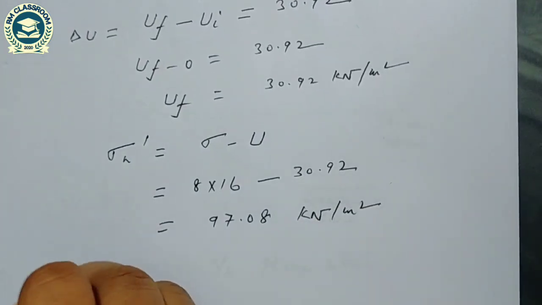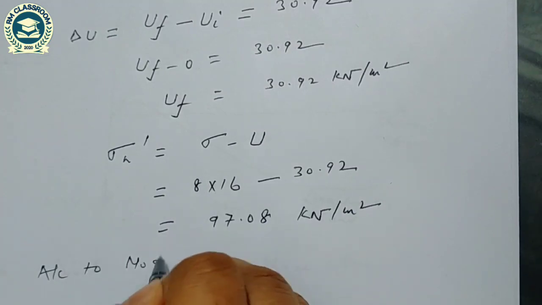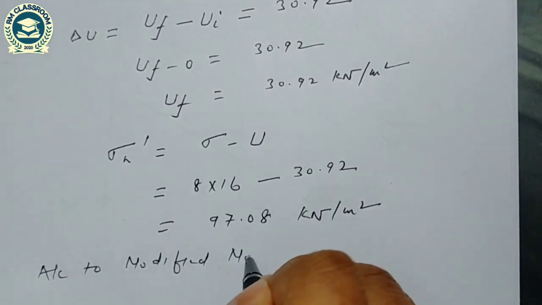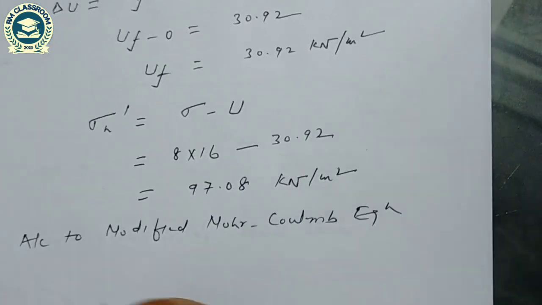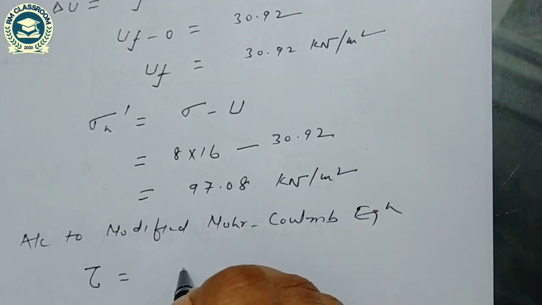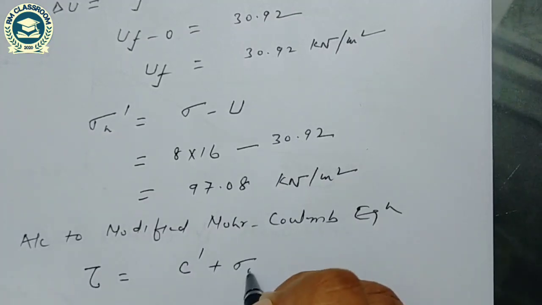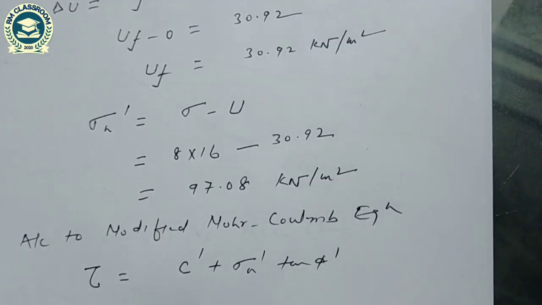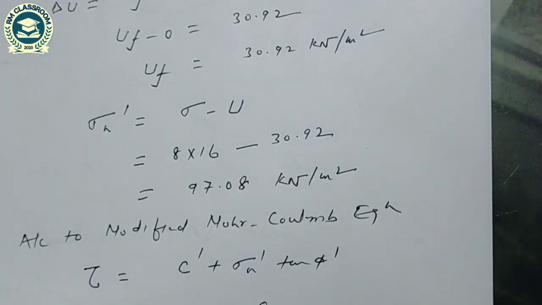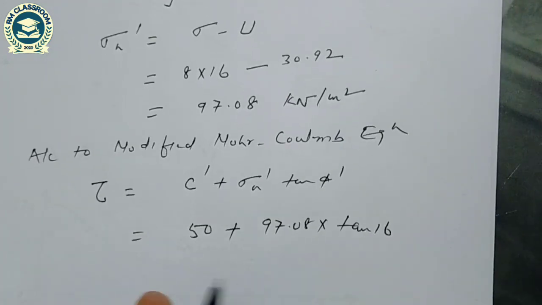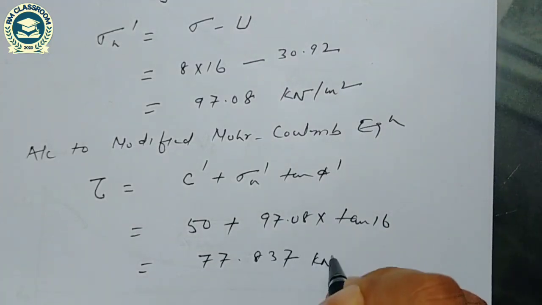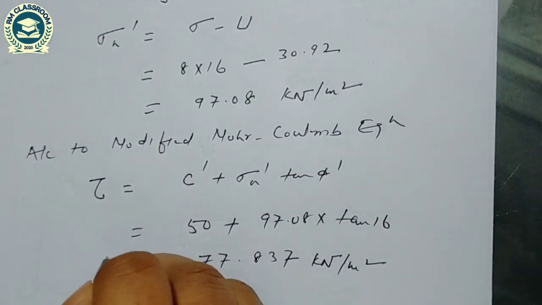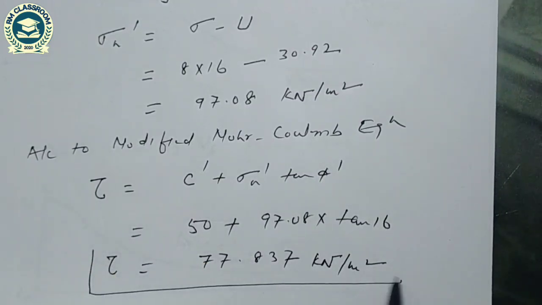So we know that according to the modified Mohr-Coulomb equation, shear stress is equal to C dash plus sigma n dash tan phi dash. Effective cohesion is 50 plus sigma n dash is 97.08 into tan 16. So it is coming, effective shear strength is 77.837 kilonewton per meter square. So this is asked in the problem.